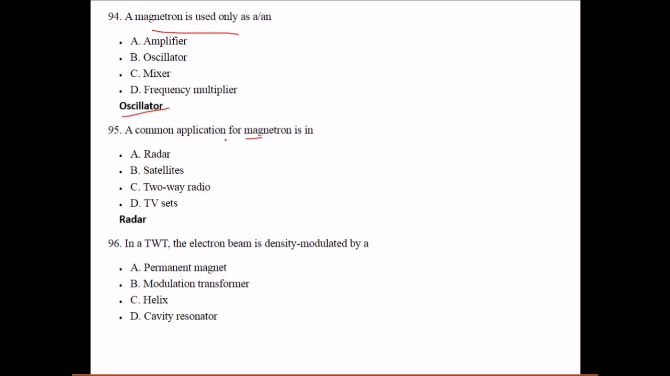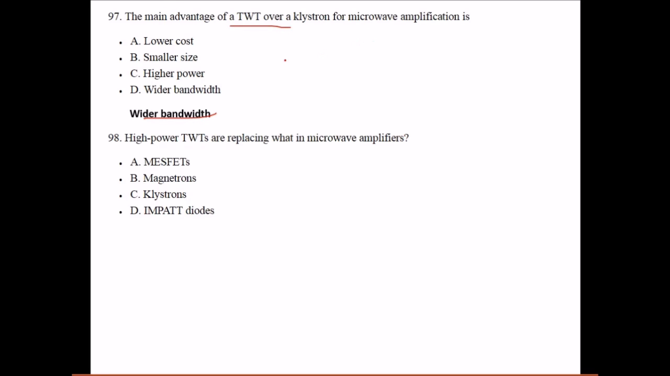The common application for magnetron is radar. So in TWT, the electron beam is density modulated by helix. The main advantage of a TWT over a klystron for microwave application is wider bandwidth. High power TWTs are replacing what in microwave amplifier? They are klystrons.